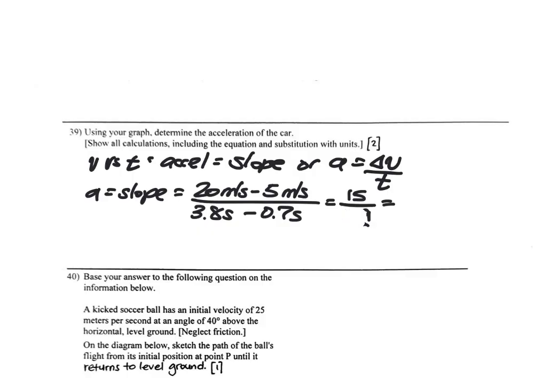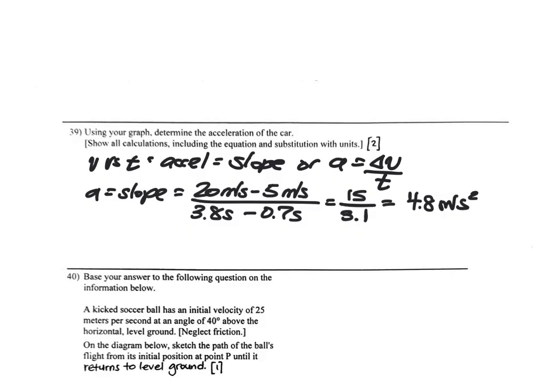It's a little late making this video. I think this might be the last problem for this sit down. So 15 divided by 3.1, somewhere around 4.8 meters per second squared.